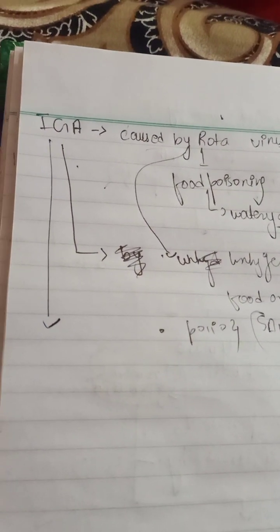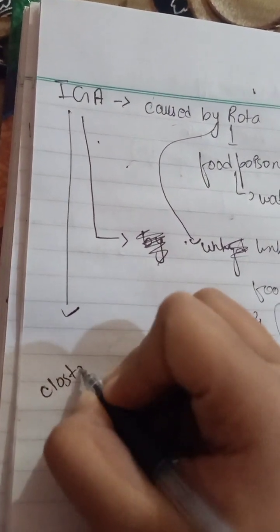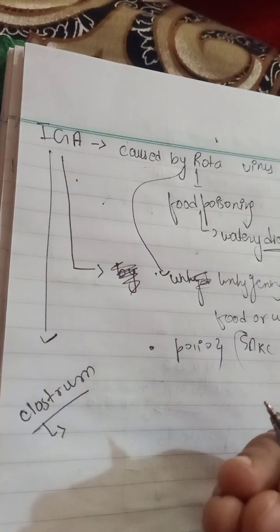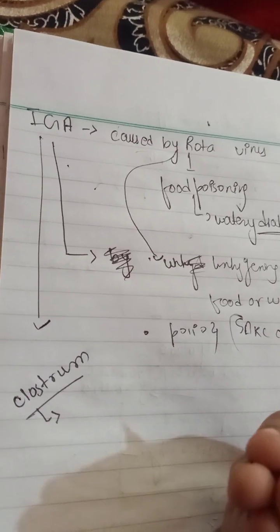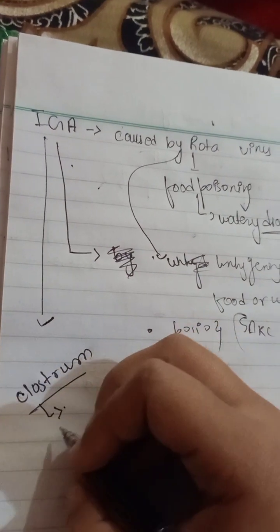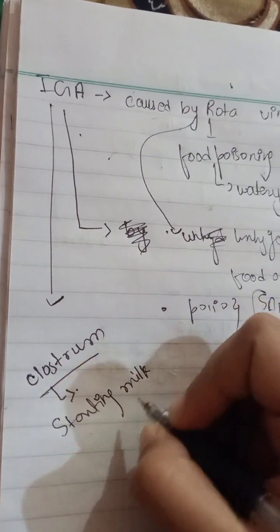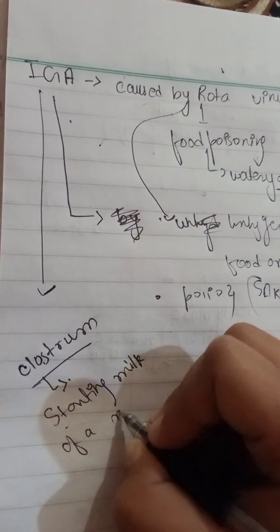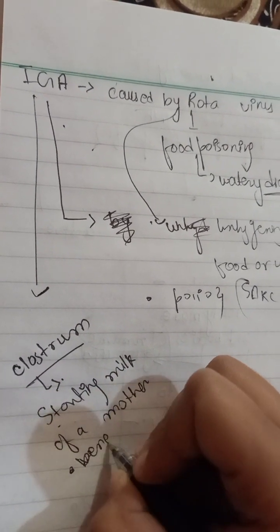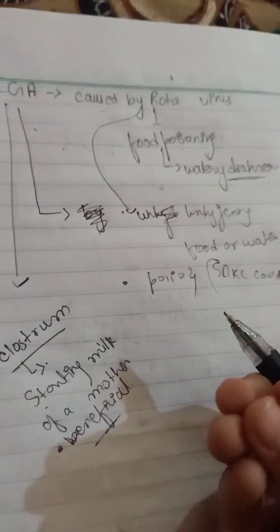Okay, so if we talk about the IgA, it is coming from the colostrum. What is colostrum? Colostrum contains IgA, which is immunoglobulin type A. Colostrum is basically the starting milk of a mother, and this is very beneficial for a baby because from that the natural immunity is developed in the baby.